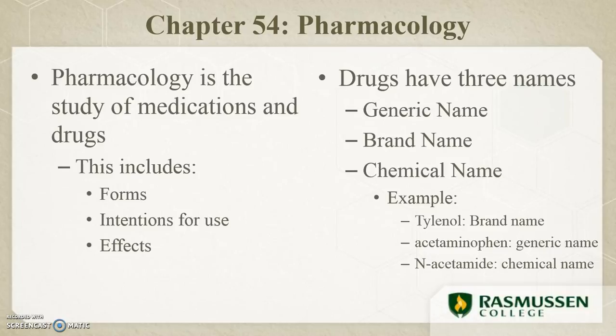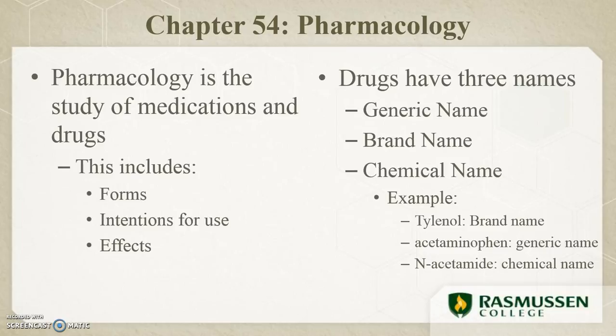Now pharmacology is the study of medications and drugs, including their form, their intentions for use, and their effects. Now in week 7, if you remember, we had that very large worksheet that helped us to learn the different drug classifications, things such as antibiotics, antiarrhythmics, things like that. It also taught us about the schedule of drugs, schedule 1, 2, 3, and 4. But what we did not discuss was the naming of drugs. How do we come up with those names?